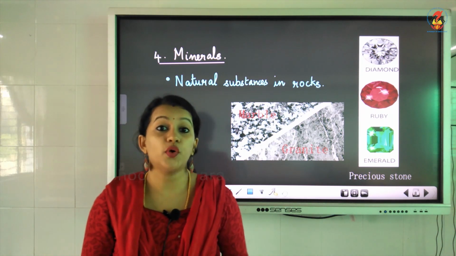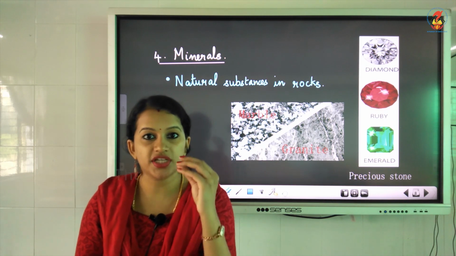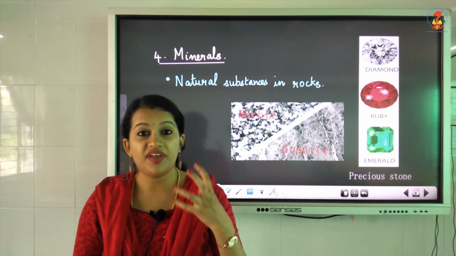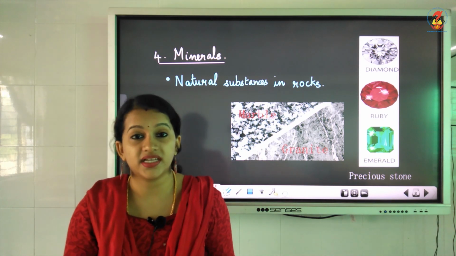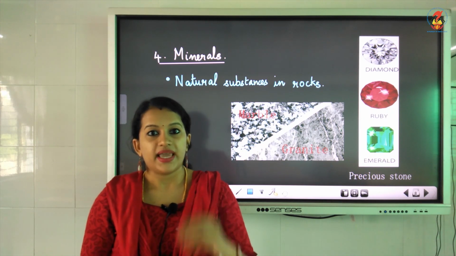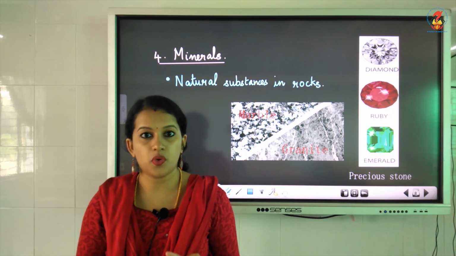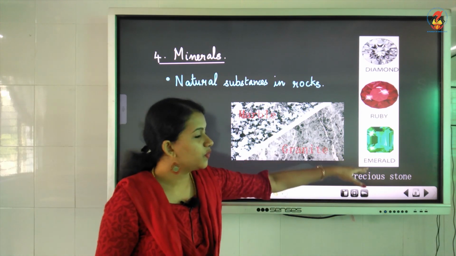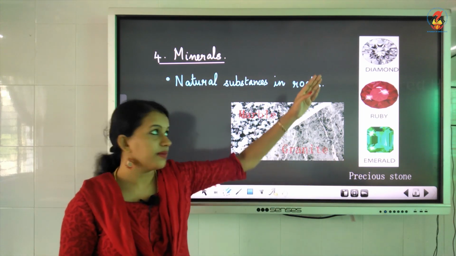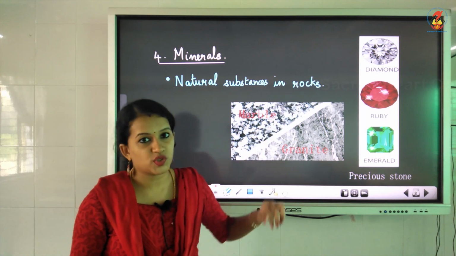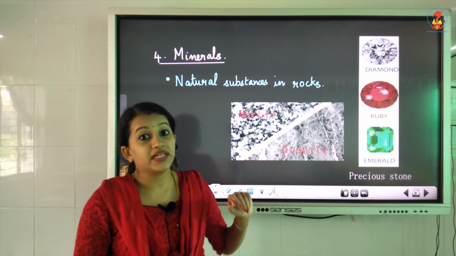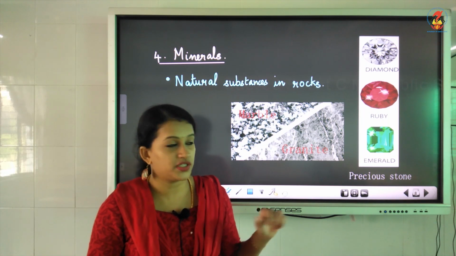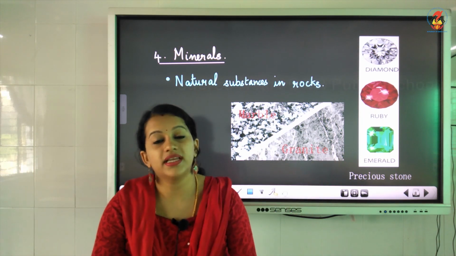Then there are also precious stones. Precious stones are the stones that are very costly. Examples of precious stones are diamond, ruby and emerald. Diamond, you know, is the crystal white stone. Then ruby, the red precious stone. Then emerald, the green one.